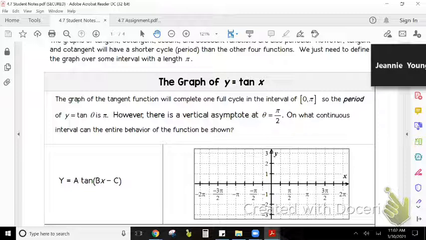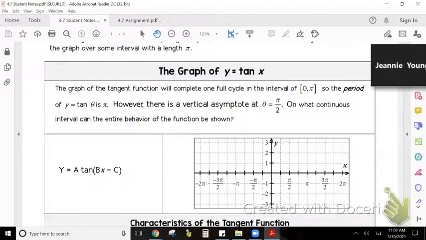All right, so it says the graph of y equals tangent of x. It says the graph of the tangent function will complete one full cycle in the interval from 0 to pi. So the period of y equals tangent of theta is equal to pi. However, there is a vertical asymptote at theta equals pi over 2. On what continuous interval can the entire behavior of the function be shown?